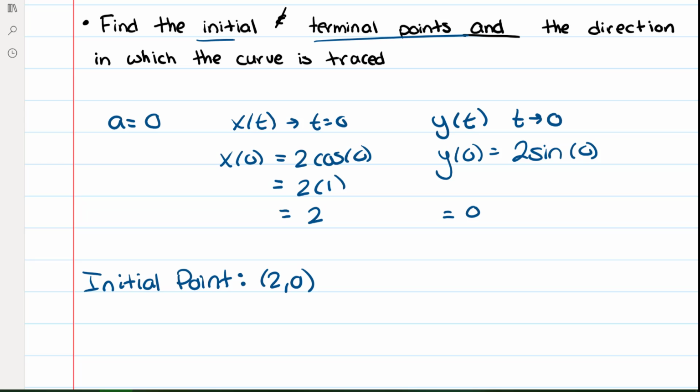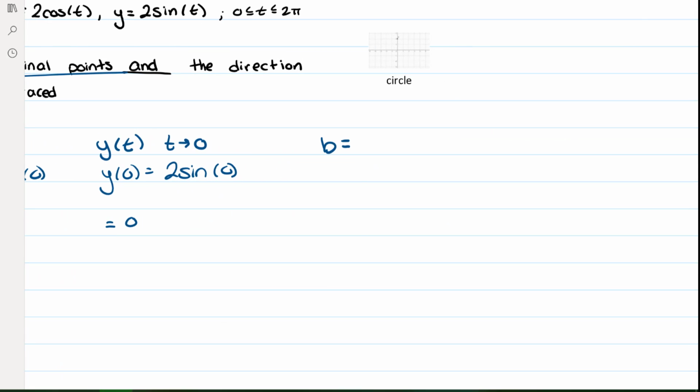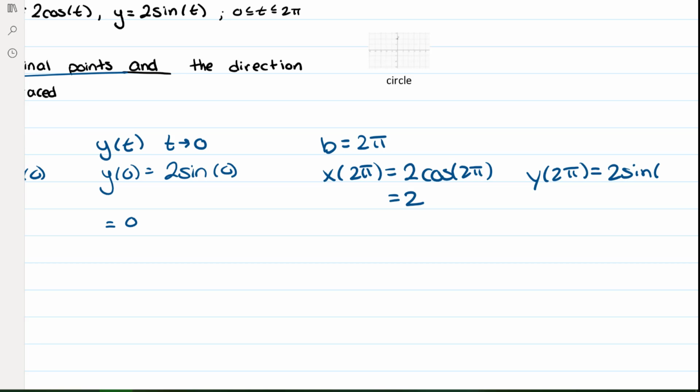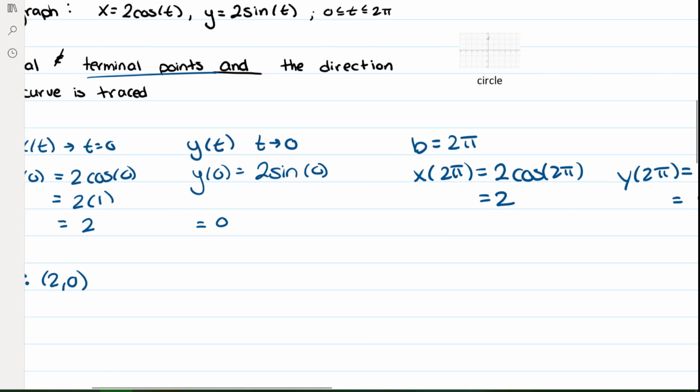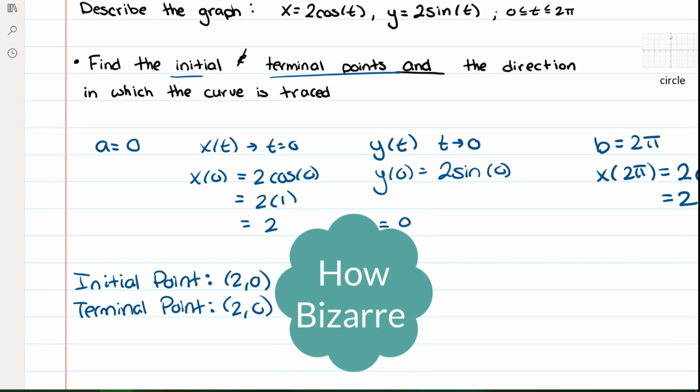Then we need to find the terminal point. So my terminal point is when b is equal to 2 pi. So we find x of 2 pi, which is 2 cosine of 2 pi, which is 2. And then y of 2 pi is 2 sine of 2 pi, which is 0. So it turns out that my terminal point is also 2, 0. So this thing is going to start and stop at the same exact point.